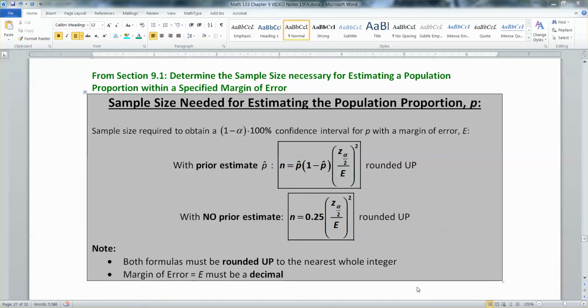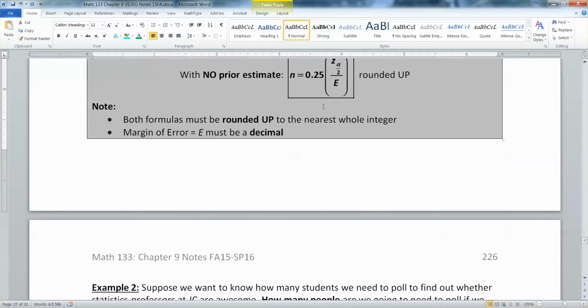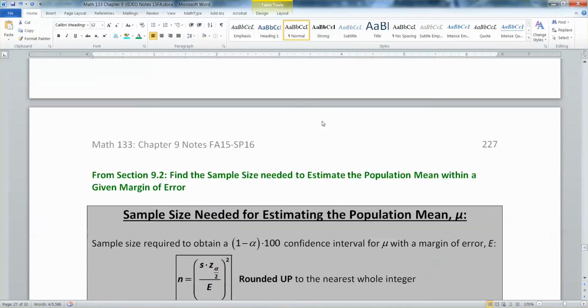In the last video, we saw how to compute the sample size needed in order to estimate a population proportion, either with a prior estimate or without a prior estimate, in order to get the error and the confidence that we're interested in. Precision is another word for error, right? How accurate do we want our interval to be, and how confident do we want to be? Now we want to do the same thing, but for means instead of proportions.